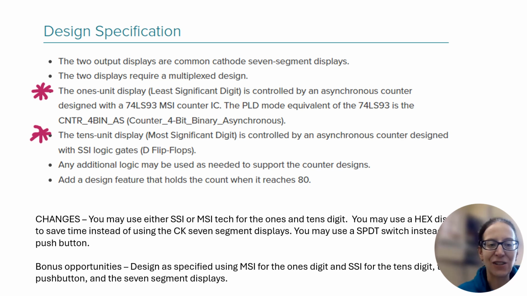The tens digit or tens unit, that's your most significant digit, is controlled by an asynchronous counter designed with SSI logic gates. That is, you're going to design the counter with flip-flops. And so you'll be counting up 0 through 8 on the tens digit, which means you would need 3 flip-flops. Okay, 3 flip-flops wired together to form a counter. So the ones digit is MSI. You can use a chip for it. The tens digit is SSI, your flip-flops.